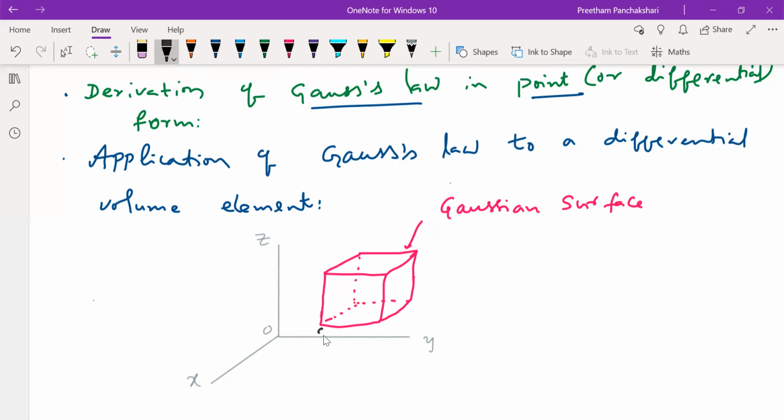Let the three lengths of this rectangular box be delta X, delta Y, delta Z. The side parallel to the Z axis is delta Z, parallel to the Y axis is delta Y, parallel to the X axis is delta X, such that the incremental volume of the space enclosed by the Gaussian surface is delta X into delta Y into delta Z.